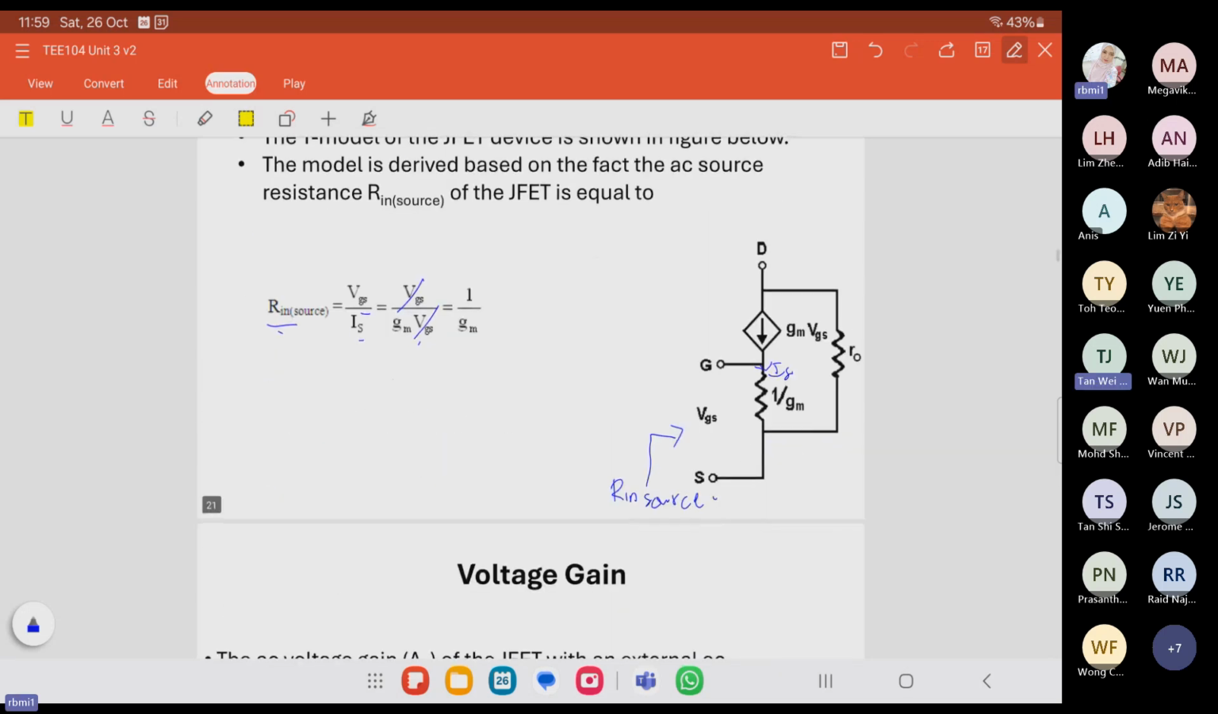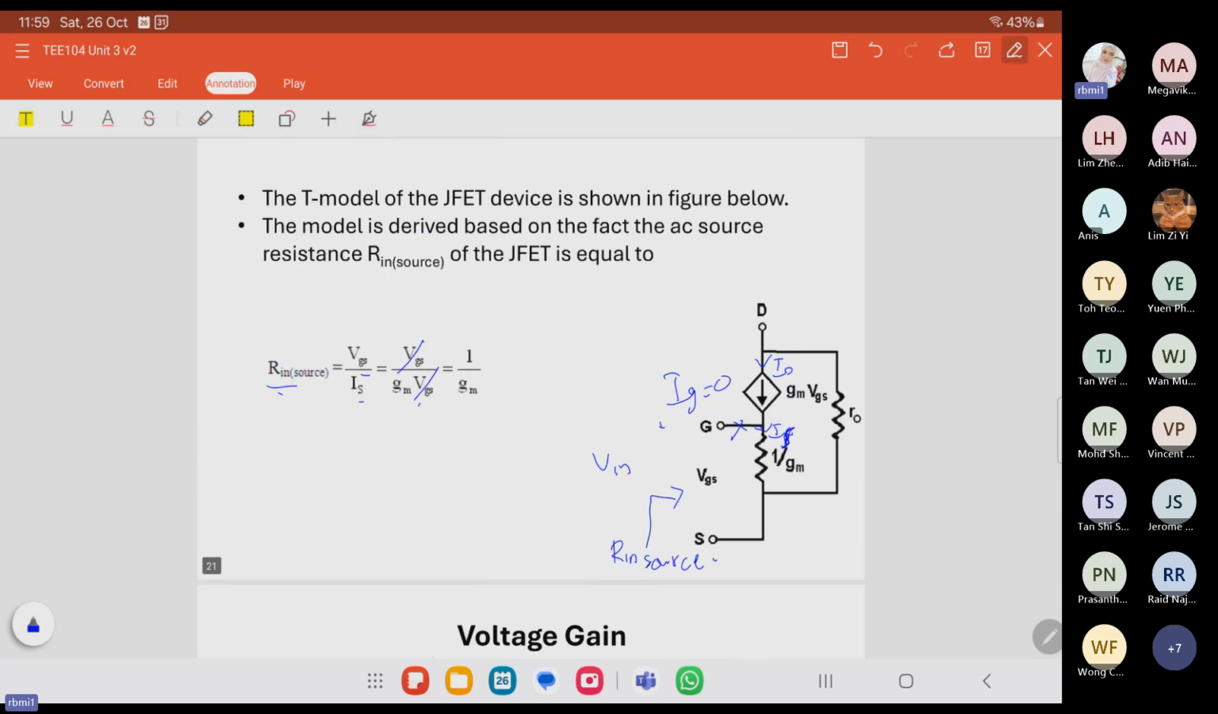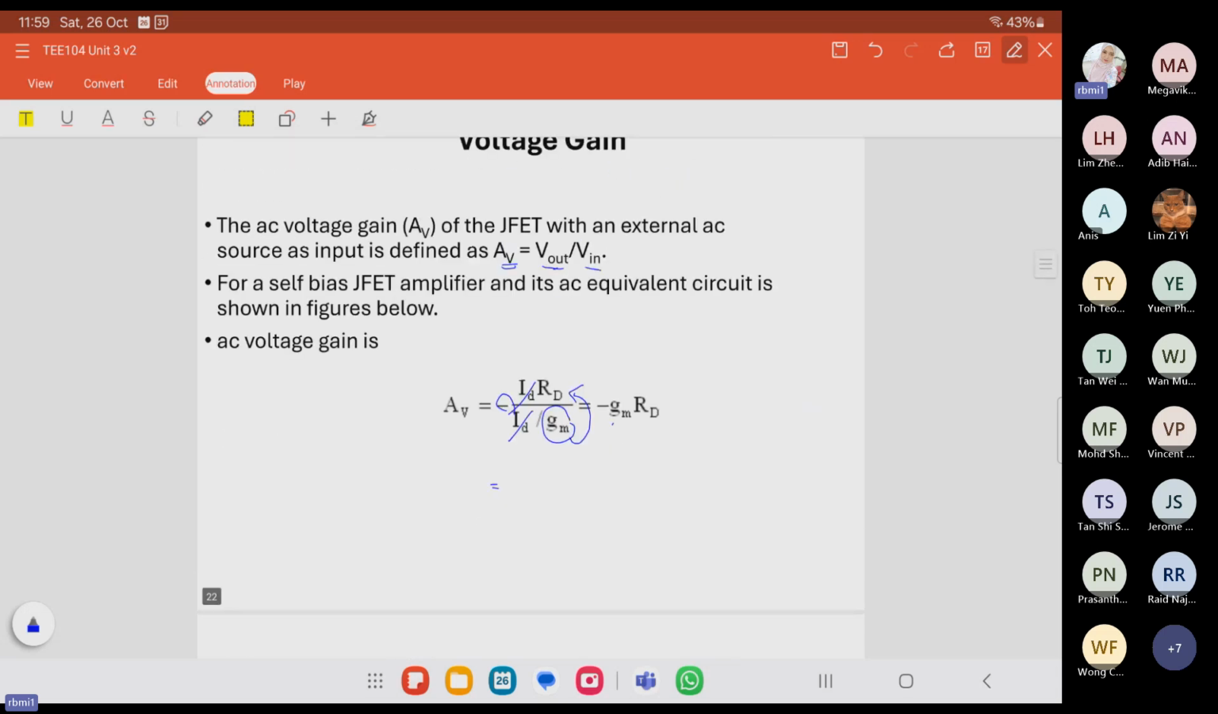This is to get the R in source. R in source is actually from this part, V in. Okay, this is V in. V in is equal to VGS and IG is equal to 0, so there is no I in here. ID is equal to IS. Okay, this is IS. This is the T model of the JFET, or we can also use this circuit for the MOSFET AC equivalent as well. And this one is for voltage gain.